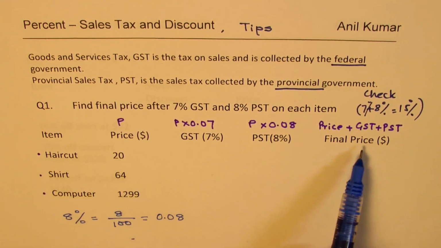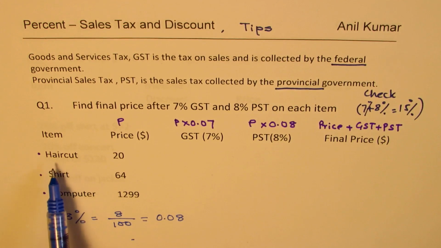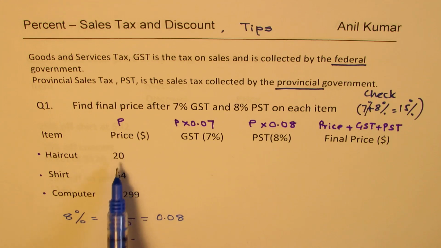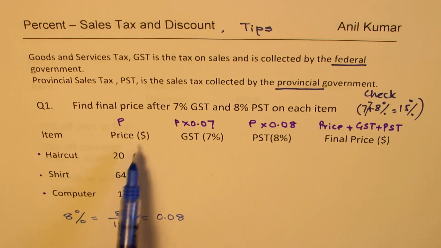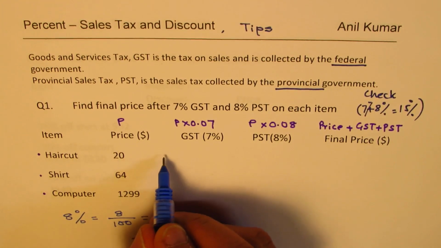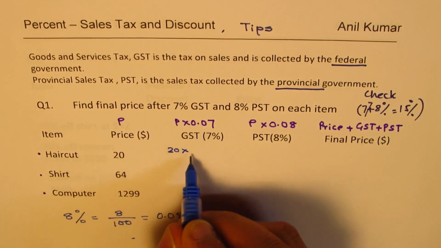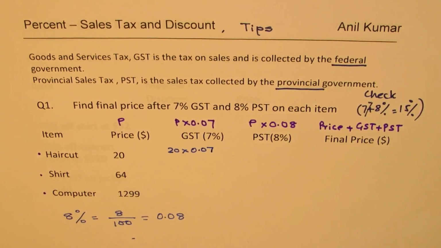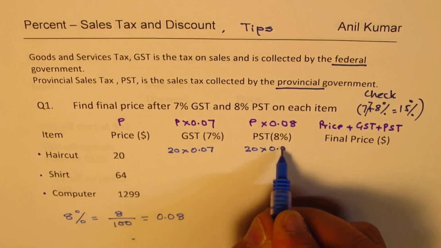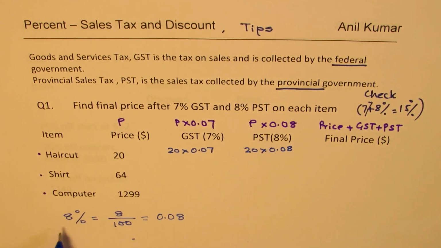I hope these things are all clear. Now, let us see how to calculate the cost after taxes when we are given some prices. For haircut, it is $20. We have to pay a GST of 7%. That means we are going to multiply 20 by 0.07. To calculate PST, we'll multiply 20 by 0.08. That is the meaning of 8%, as shown here. So definitely you need a calculator. These ones are easy, you could do without a calculator also, but ultimately you need a calculator.